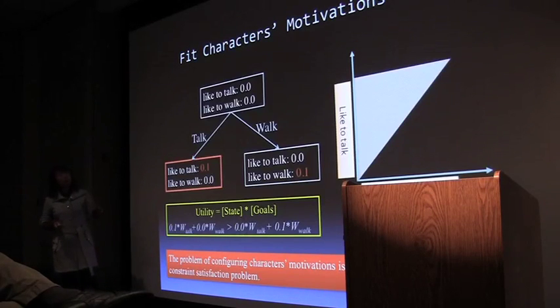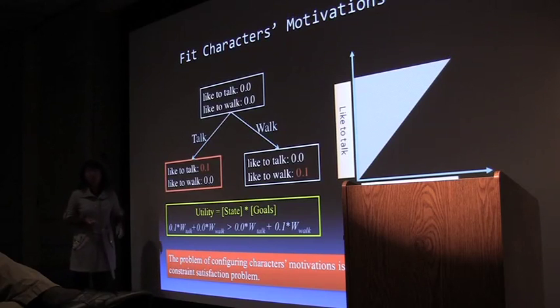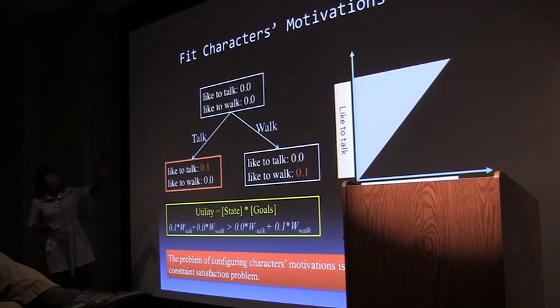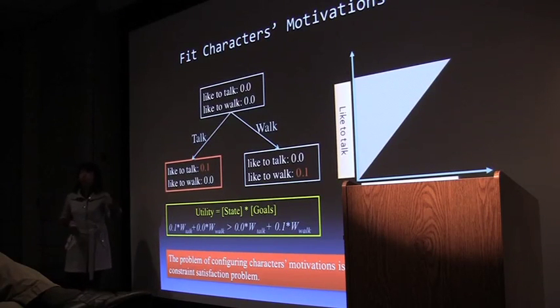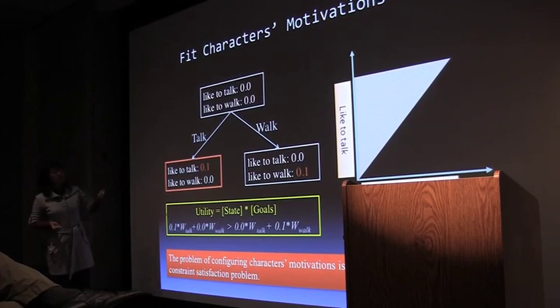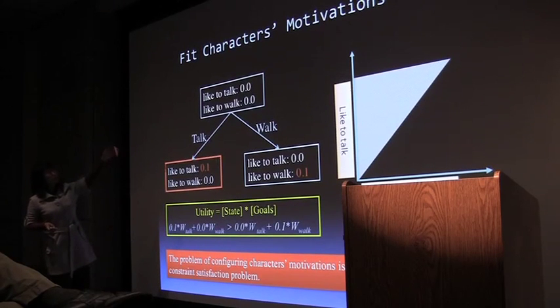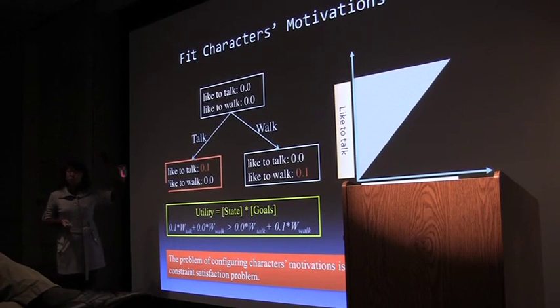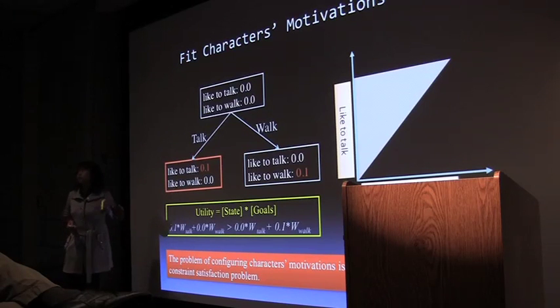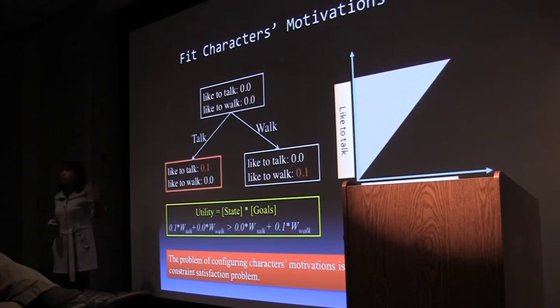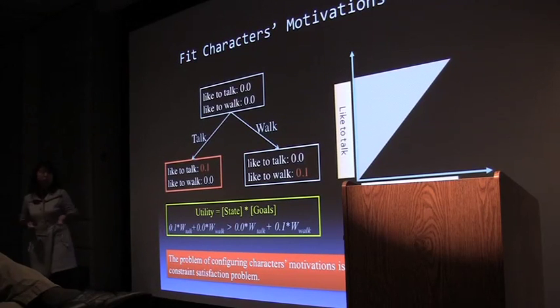How do I make Little Red Riding Hood choose to greet the wolf instead of walking away? Of course, this is a simplified example, because each character has multiple motivations and a long list of state features to represent their status. So in this case, assume only these two state features are relevant to this action. That means the values of all other state features wouldn't change by either walking away or talking to the wolf.